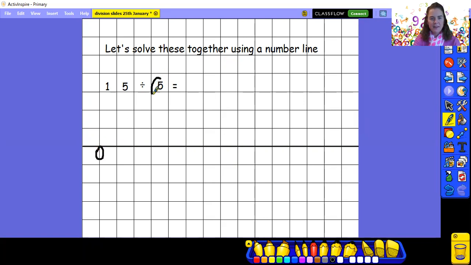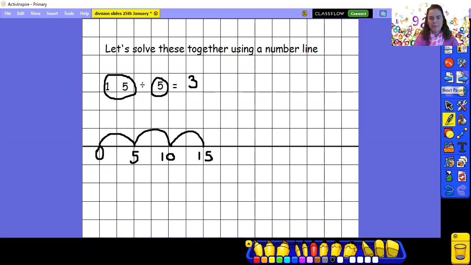So I'm counting in 5s. We're finding out how many 5s go into 15. 15 is our target number. So here we go. Let's go. 0 add 5 is 5. Add another 5 is 10. Add another 5 is 15. How many 5s did we do? How many jumps of 5? 1, 2, 3. So 15 divided by 5 equals 3.